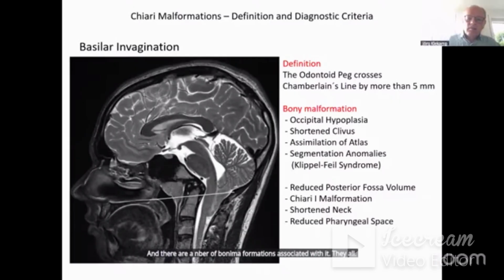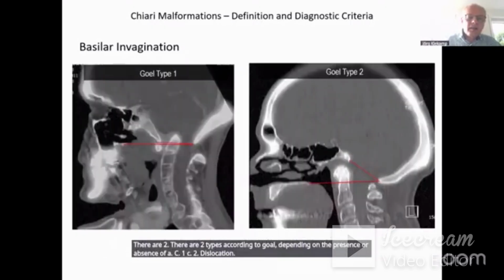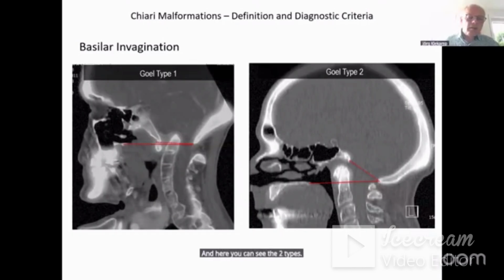They all are associated with reduced posterior fossa volume, so Chiari 1 is a very common association with basilar invagination. There are two types according to Goel, depending on the presence or absence of a C1, C2 dislocation. And here you can see the two types, one with the atlantoaxial dislocation, where the odontoid is entering the posterior fossa, and type 2, where the odontoid peg is staying below the foramen magnum line, but still crossing Chamberlain's line, as nicely seen here.